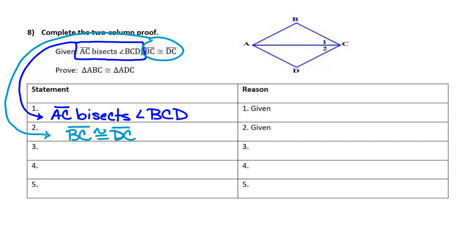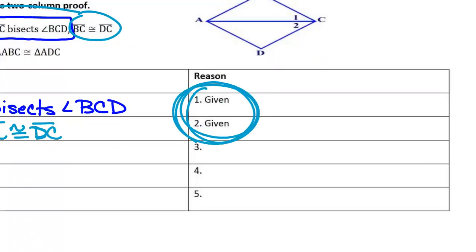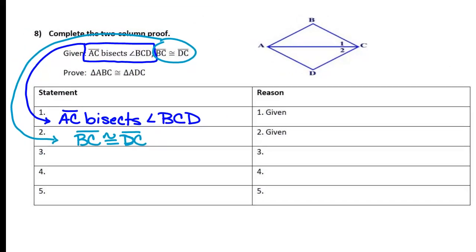Most of the time, I don't take up 2 lines to write my given information. The only reason I'm doing it this time is because they had my reasons filled in for me on those 2 lines. So that's how I knew I had to take up 2 lines for that. But most of the time, I don't do that.